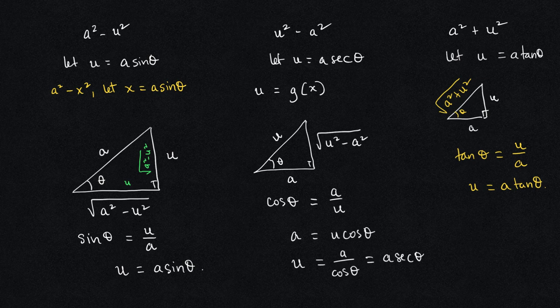And so the convention is that we let u be a sine theta, u be a secant theta, and u be a tangent theta. But there are alternative setups, just like the case where we let u be a sine theta, it would work if we let u be a cosine theta as well.